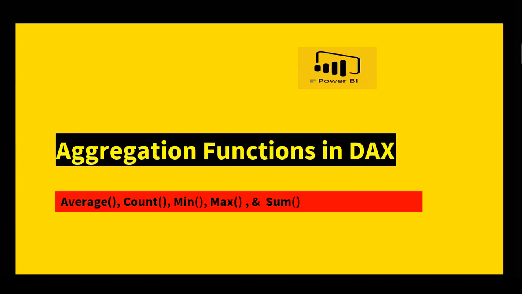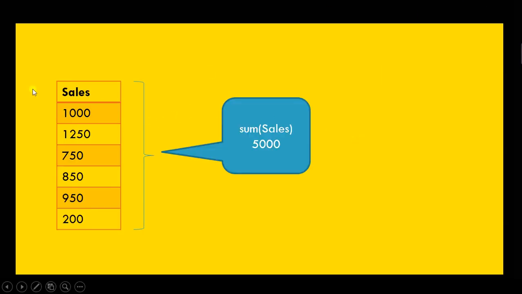One of the most basic but also important functions are the aggregation functions. What is aggregation? In simple terms, summarization. For example, let's say I have a column by the name of sales. I want to sum the entire sales column values in order to obtain the total sales. In that case, we use the sum function. So in this case, if you summarize all these values, you get 5000.